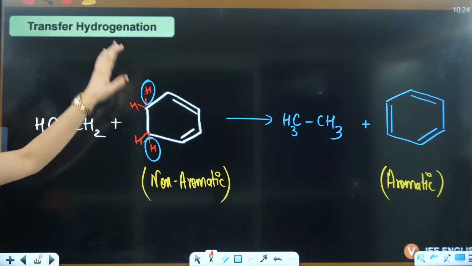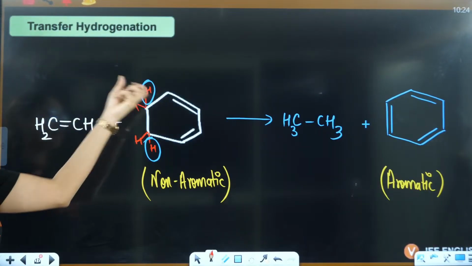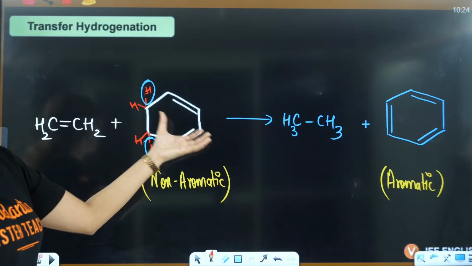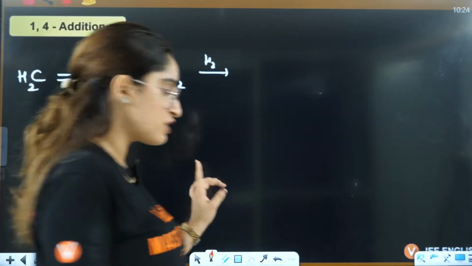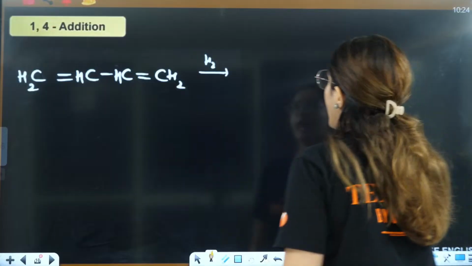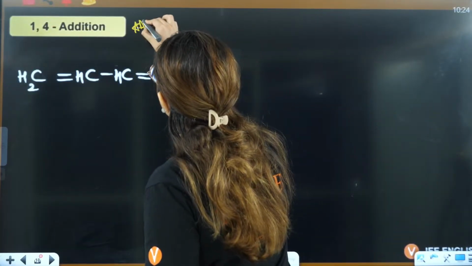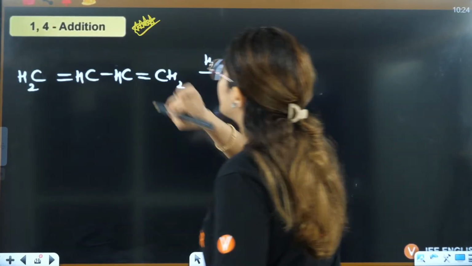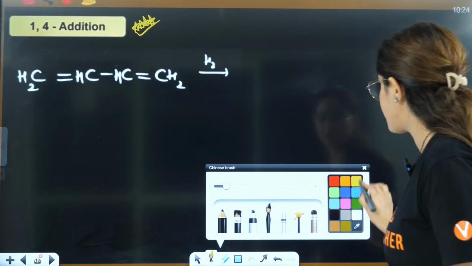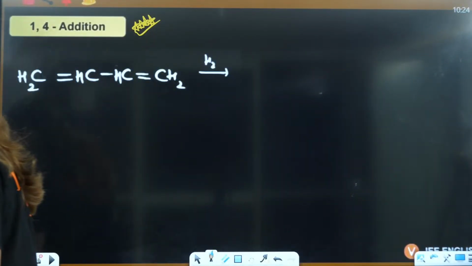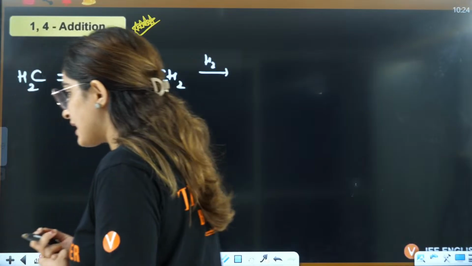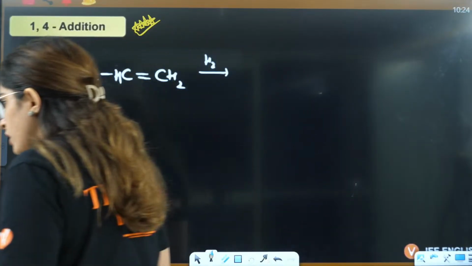That is called transfer hydrogenation. Hydrogen is being transferred from one compound to the other compound, right? Next is 1,4 addition, and this is very important, and based on this they ask you the questions. Okay, this is very important. That is 1,4 addition. So now let's understand 1,4 addition, guys.